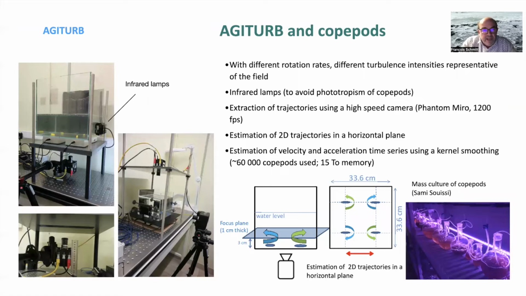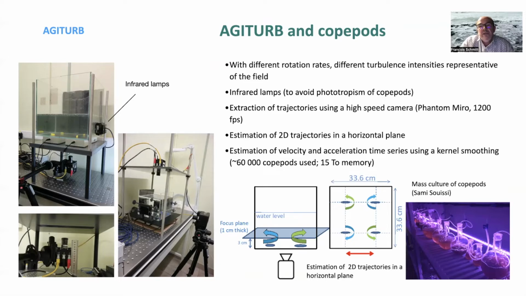So the first application was to apply this to copepods. We use high-speed cameras, and infrared lamps to avoid the phototropism of copepods. So we are filming in the dark using the infrared lamps, and our high-speed cameras are sensitive in the near infrared.